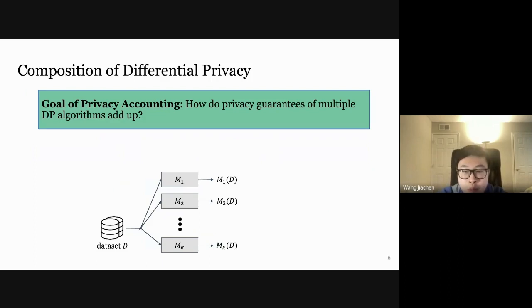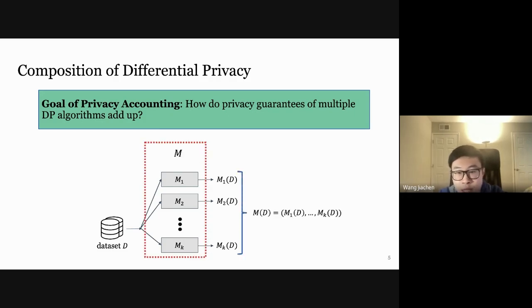Now we come to one of the most important properties of differential privacy, which is composition, also called privacy accounting. Suppose I have a database and k differentially private mechanisms. I first run M1 and get the output, and then M2, and all the way down to Mk. Now, if I view the combination of all individual mechanisms as a single composed mechanism M, which outputs all individual mechanisms' outputs, then the question is, what's the differential privacy guarantee for this composed mechanism M?